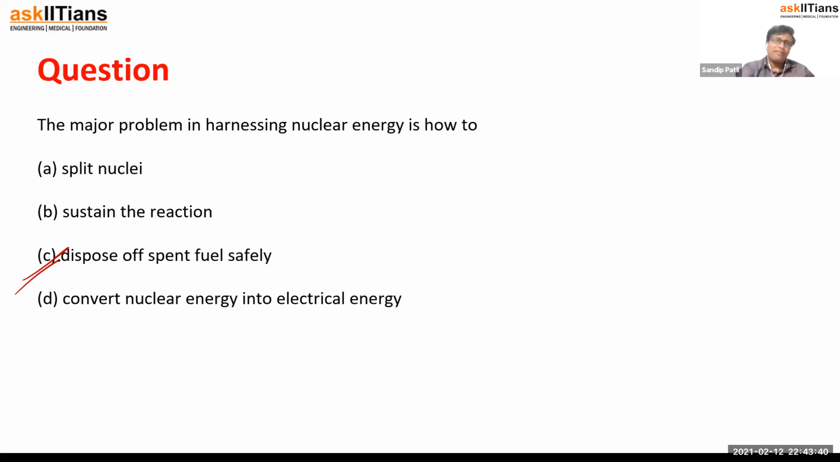Splitting nuclei is not that difficult. We can easily bombard a neutron. That's easy. Sustaining the reaction? Yes, we can even control that reaction. So again, that is easy. Converting nuclear energy into electrical energy is not difficult. Once we get the heat, all the other processes are the same. We just have to rotate the turbine. Not at all difficult, right? So the only major challenge is to dispose of the radioactive materials, which are actually harmful, right?